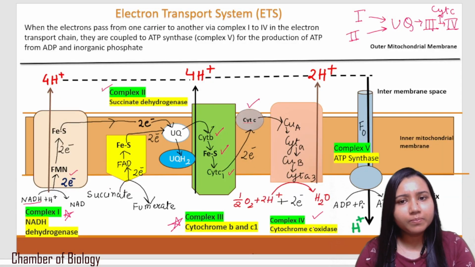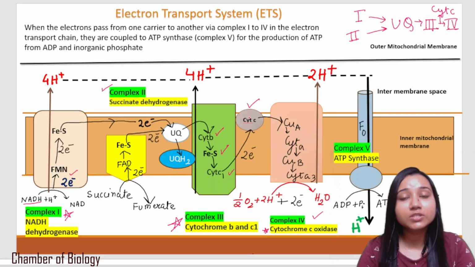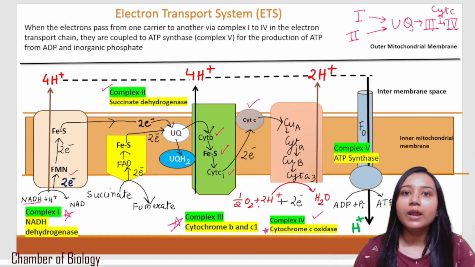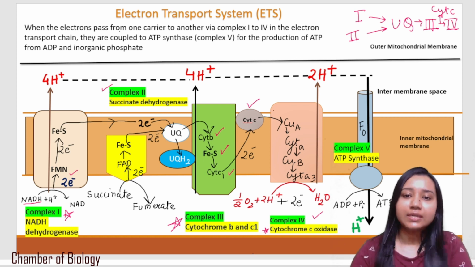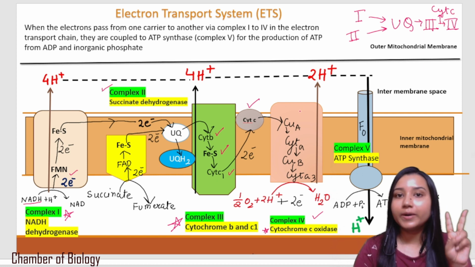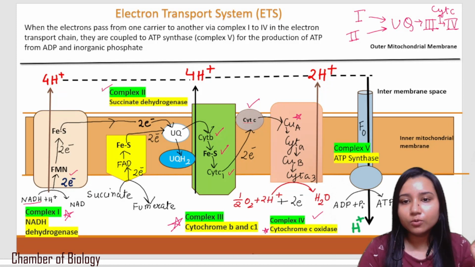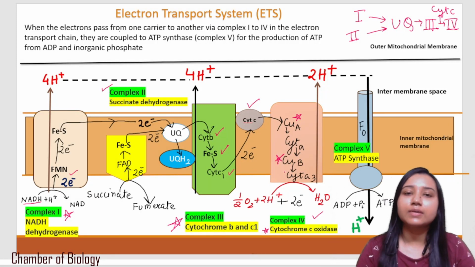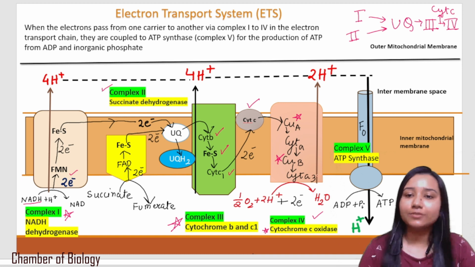But the name of complex 4, you can see, is cytochrome oxidase, because cytochrome C is being oxidized due to this electron transport, right? And we will see it as, that's why the name is cytochrome C oxidase. And in cytochrome C oxidase, there are two copper atoms. You can see CuA, and this is CuB. Along with that, there is site A and site A3 as well.